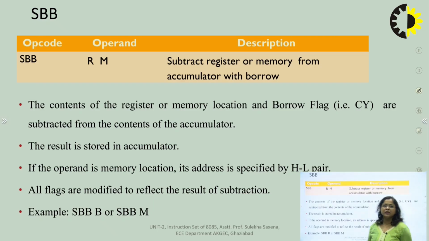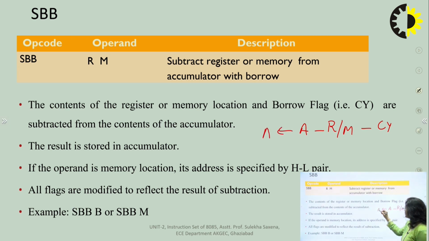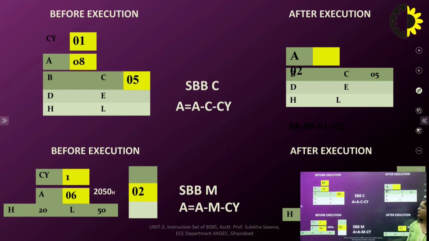Next is SBB, that is subtract with borrow. So this instruction subtracts from accumulator the second operand, which will be in register or memory location, and also the carry flag, which contains borrow, and saves it to accumulator. So let carry flag be 1, accumulator contain 8 and C register contain 5. So SBB C. So 8 minus 5, 3, 3 minus 1, 2, so accumulator will contain 02 after execution.